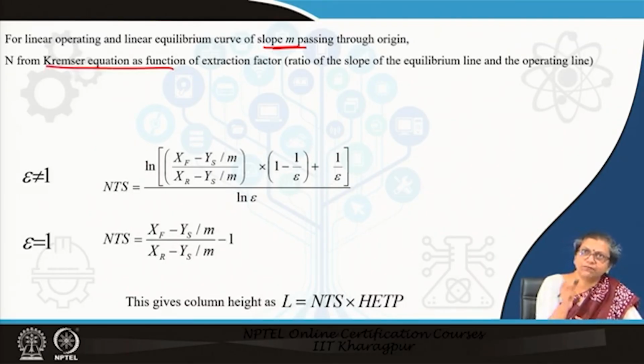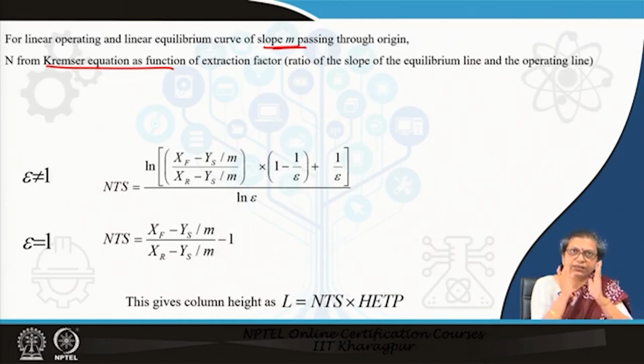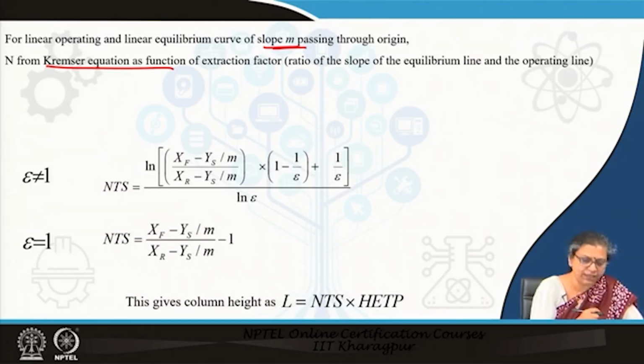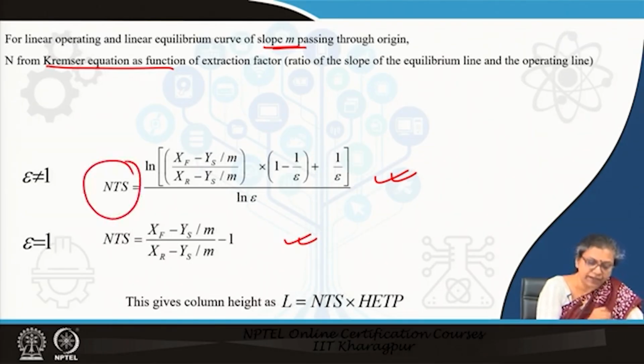In fact, if you remember, we have used the Kremser equation for solving the mixer settler problem, because there also we found that more or less the equilibrium and the operating line over the range of operation that we were performing were practically linear, and the two phases were completely immiscible with one another. So, therefore, the same equation that was told to you during your absorption stripping class, you can use here in order to find out the number of theoretical stages when the operating line and the equilibrium curve are linear to one another.